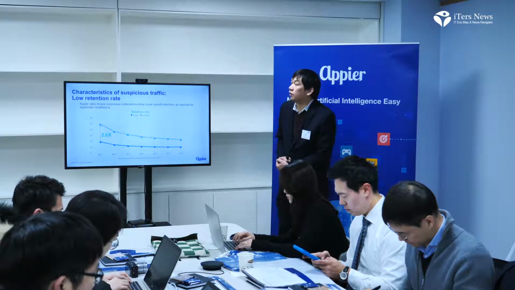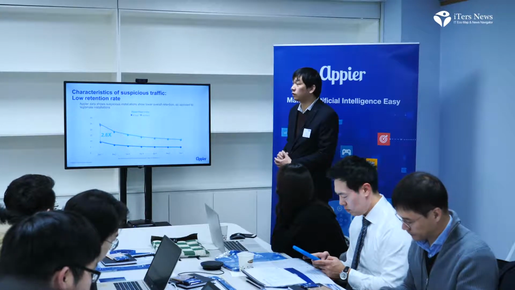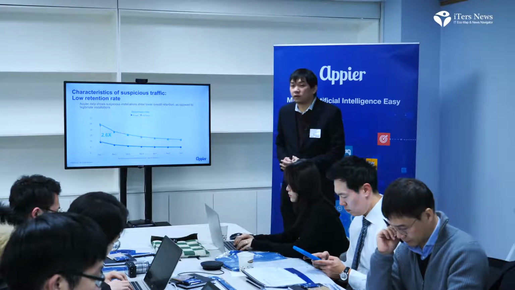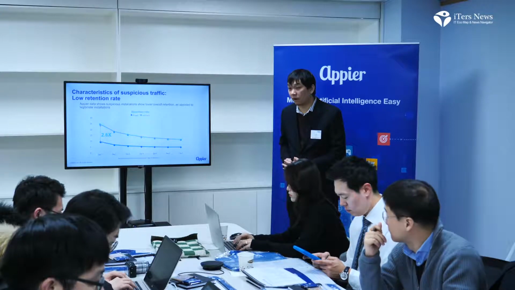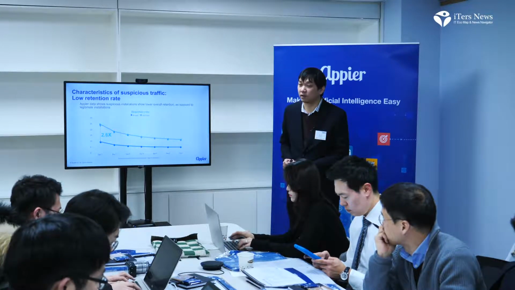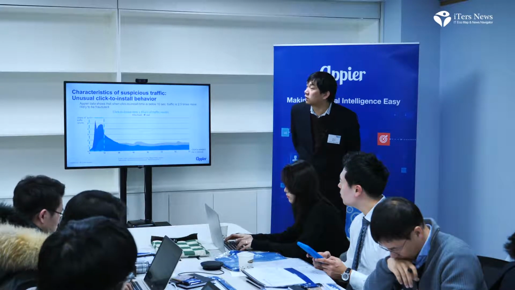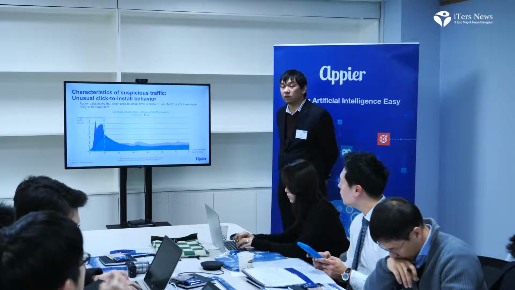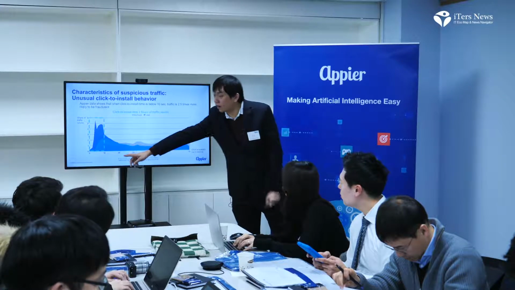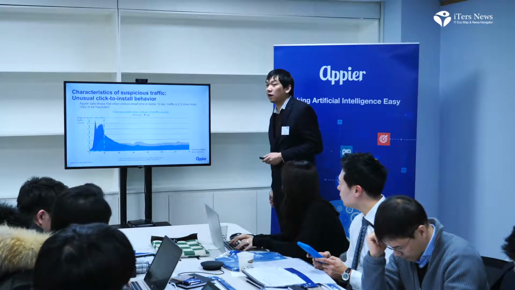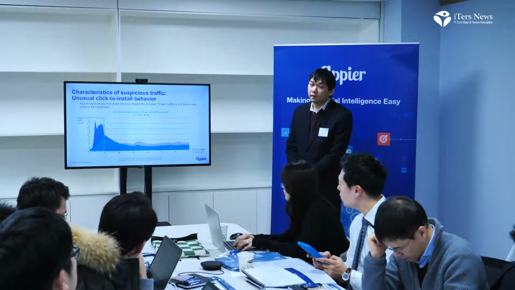Here we look at the characteristics of this suspicious traffic. One of them is a low retention rate. Based on Appier's data, we see a 2.6 times lower retention rate from this fraudulent suspicious traffic compared to normal traffic. Another characteristic is unusual click-to-install behavior. We see an abnormally high concentration, in a short period of time, of click-to-install times from this fraudulent traffic.